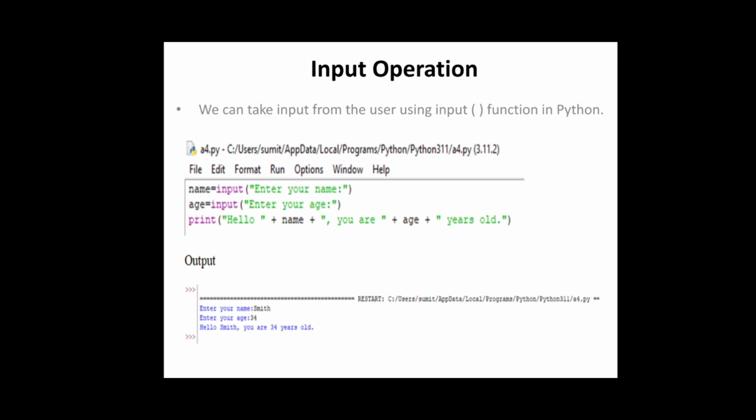After that, age = input("Enter your age:"). So after this, if the user types 34, then age is a variable that stores 34. Then print("Hello " + name + " you are " + age + " years old"). Here it shows hello Smith because name stores Smith, comma, you are, as age stores 34, so you are 34 years old.